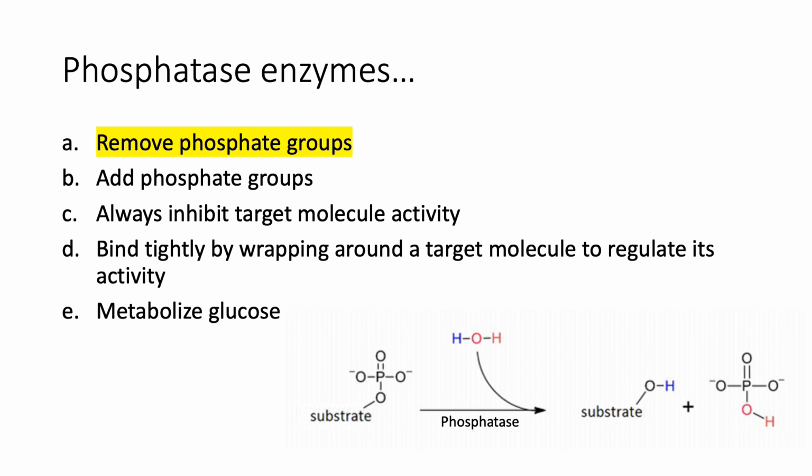And the answer to this question is A. Remove phosphate groups. In this chemical equation, you can see that with the addition of phosphatase, the phosphate group has been removed from the substrate. It has not added it, it has removed it and replaced it with an OH.